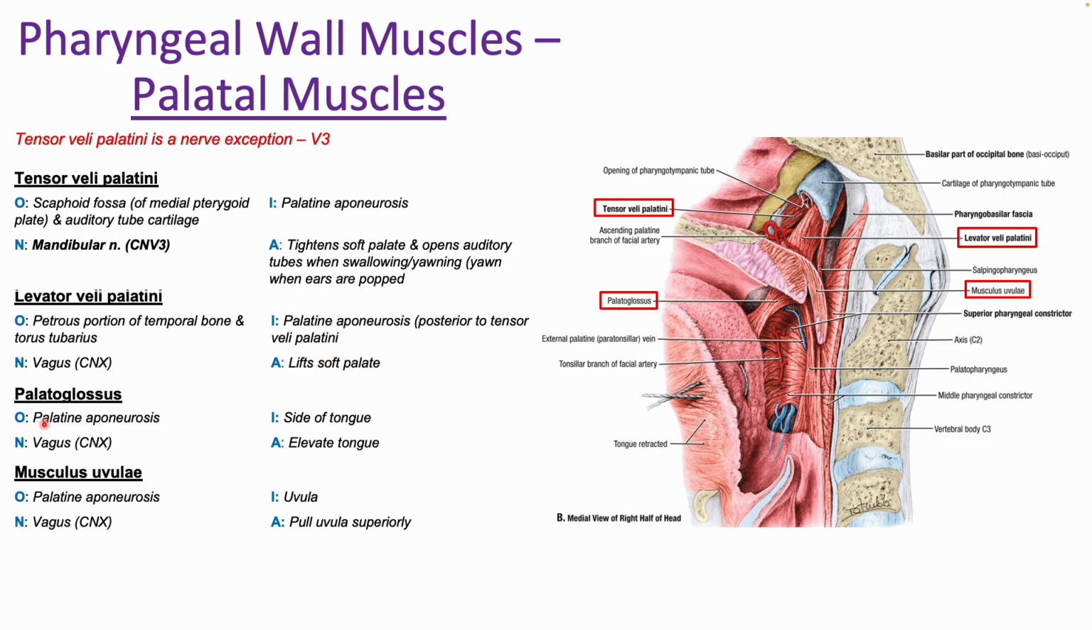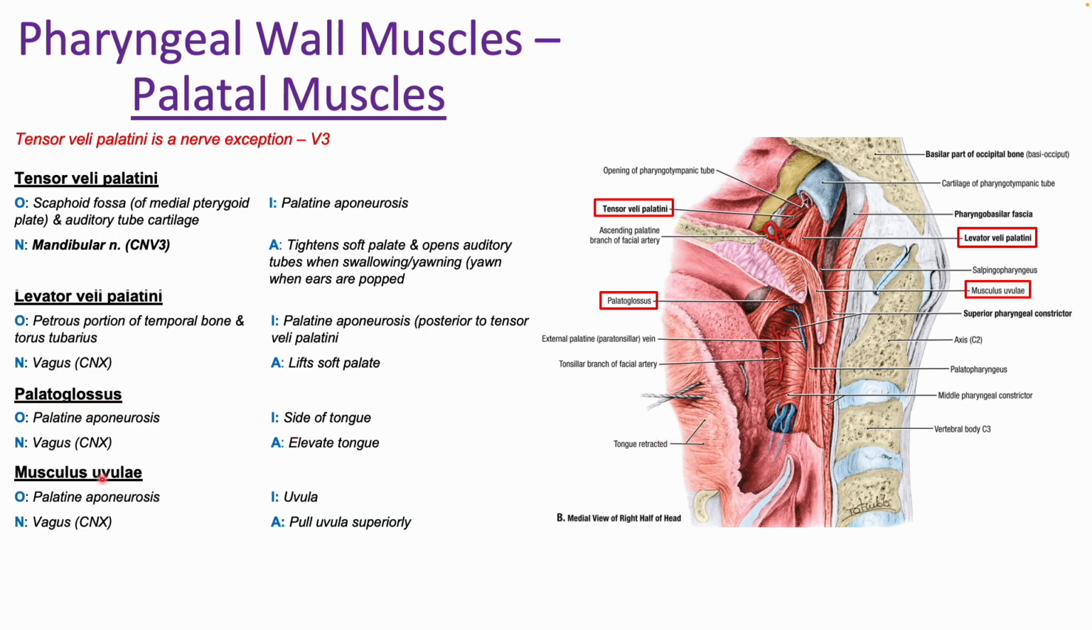Next, we're going to have the palatoglossus. And so that's going to be right here. And this is going to be one of our tongue muscles that we'll revisit in the nasal and oral cavities. But you can kind of get from the name where it's going to attach. So palate is going to originate from the palatine aponeurosis and insert on the side of the tongue. And so if that muscle contracts, if it pulls, then it's going to elevate the tongue. So palatoglossus, palate to glossus, tongue, and it's going to pull it up.